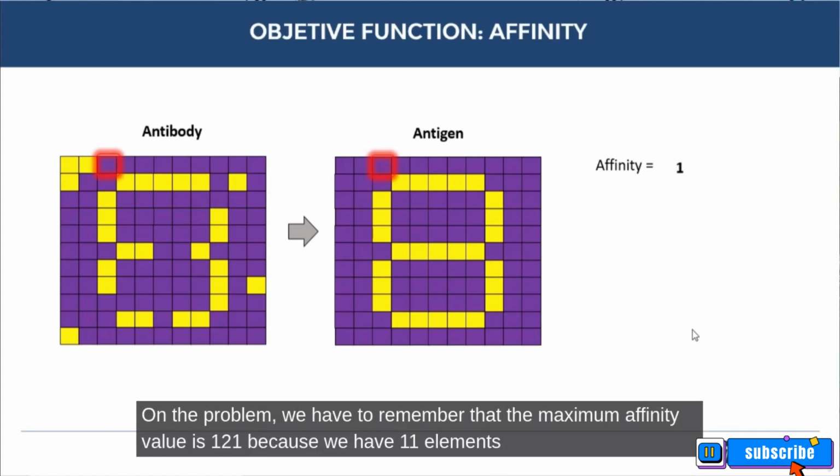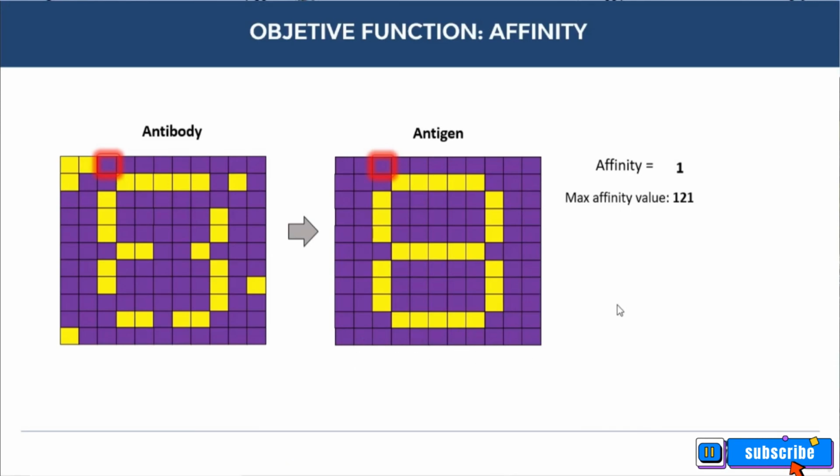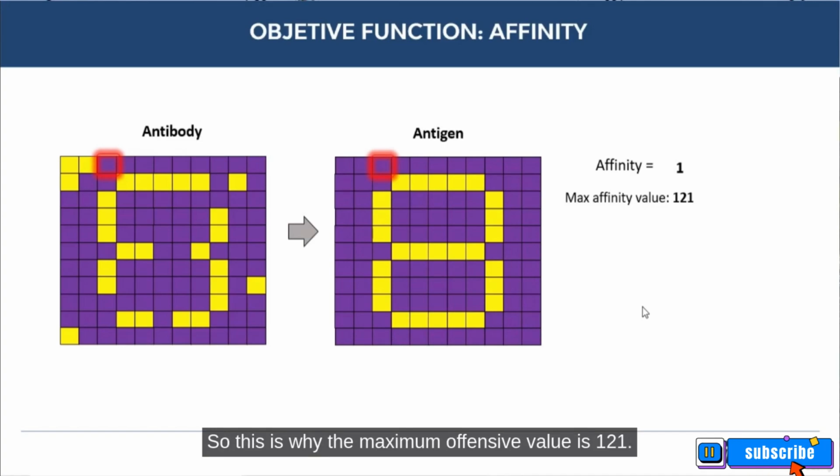We have to remember that the maximum affinity value is 121 because we have 11 pixels here, and 11 pixels in this dimension. We have 11 in height and 11 in width. So this is why the maximum affinity value is 121.